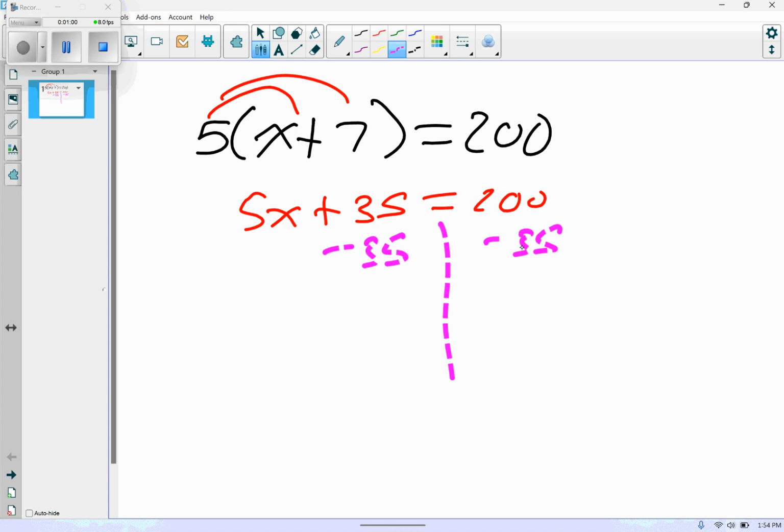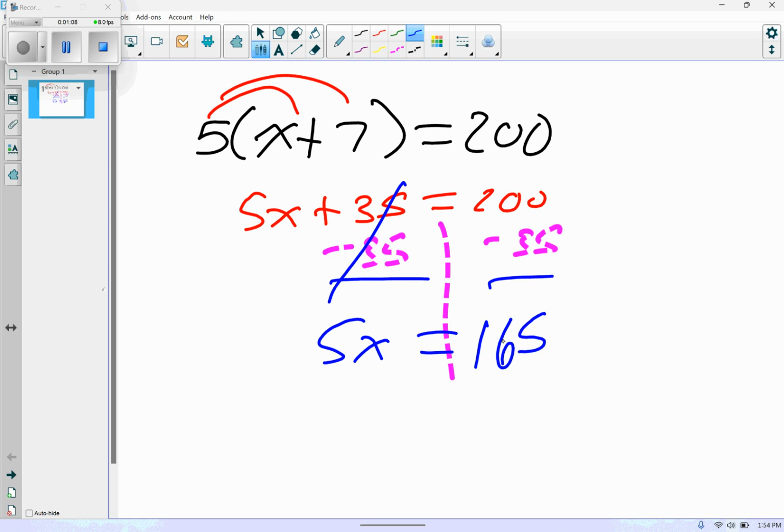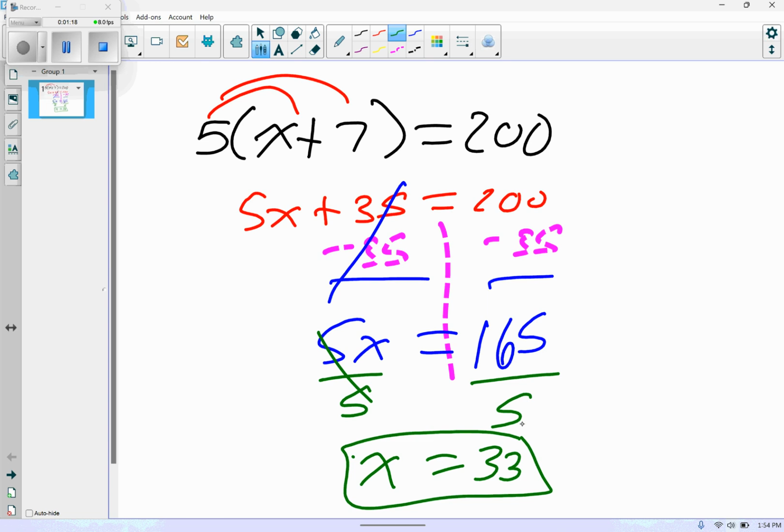Subtract 35 from both sides, right? Yeah. Cool. Those are gone now. Good. And then you get 33. 33. I like it. So that's the solution to the problem.